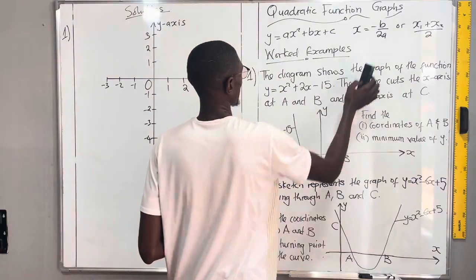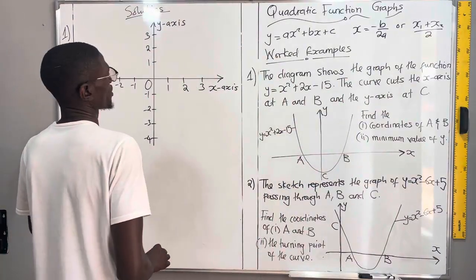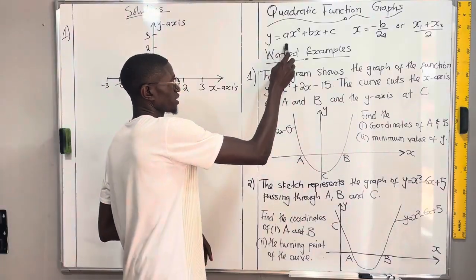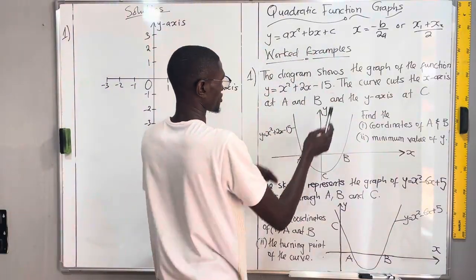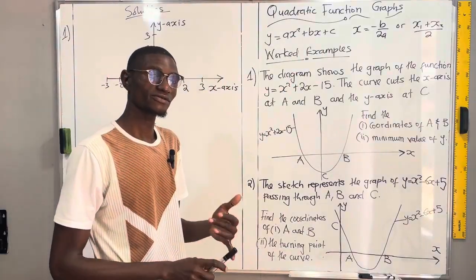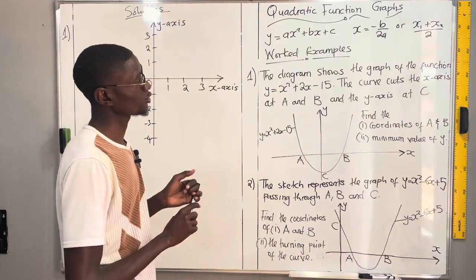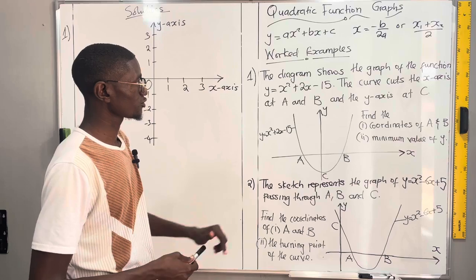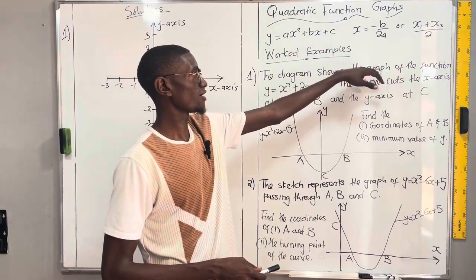In today's session, we're going to start looking at quadratic function graphs. Quadratic function graphs are very similar to quadratic equations, and they are of the form y is equal to ax squared plus bx plus c. You remember this from the sessions we had on quadratic expressions and quadratic equations. We had something similar to this. So for this topic, we're going to be working with these formulas.